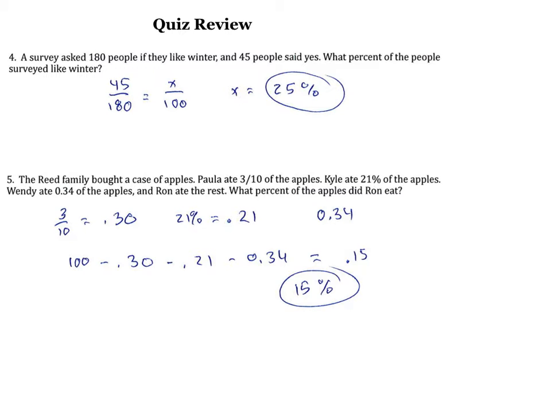Remember, when we talk about percentages, it's all about 100. So if we're talking about eating all of the apples, we need to subtract that 85% from 100%. That gives us 15% left, which is how many apples Ron ate.